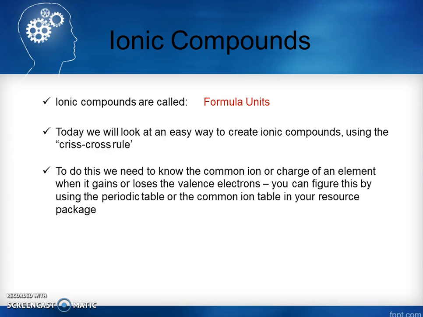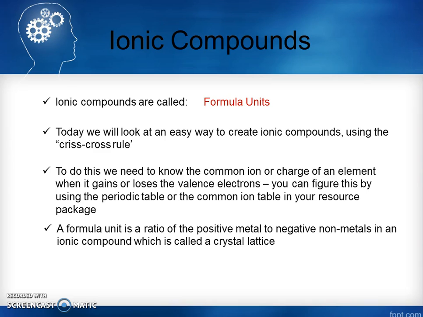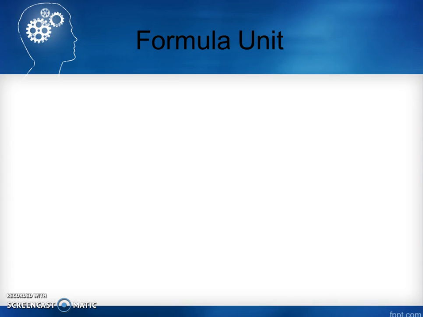To do this, we need to know the common ion or charge of an element when it gains or loses the valence electrons. You can figure this out by using the periodic table and looking at the column the element is in, or using the common ion table in your resource package, you are able to find this information. A formula unit is a ratio of the positive metal to negative nonmetal in an ionic compound, which is called a crystal lattice. Formula unit.